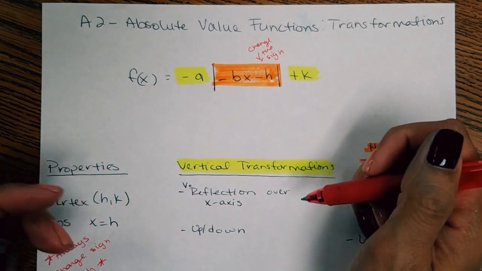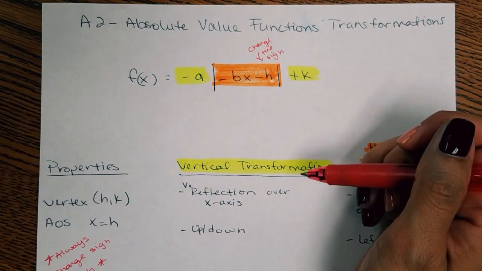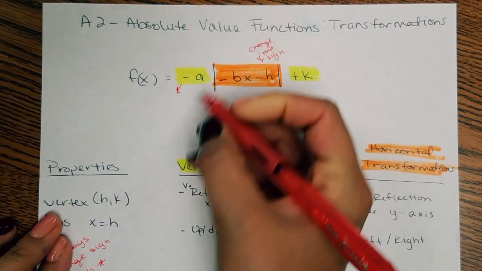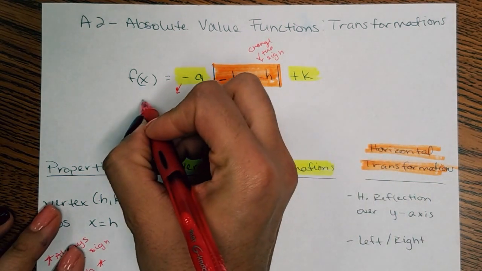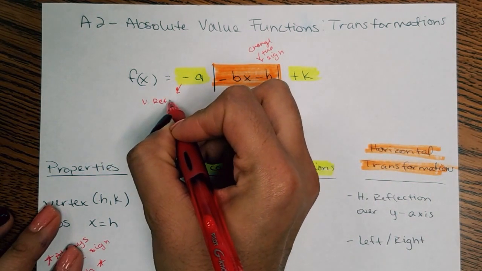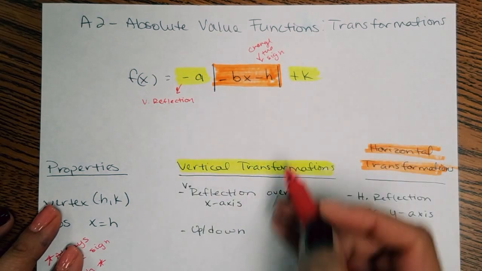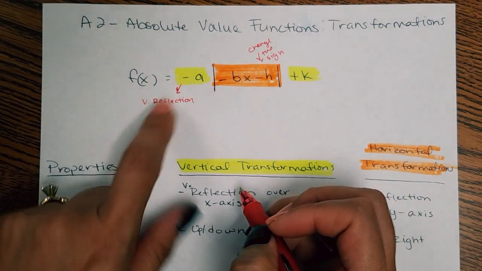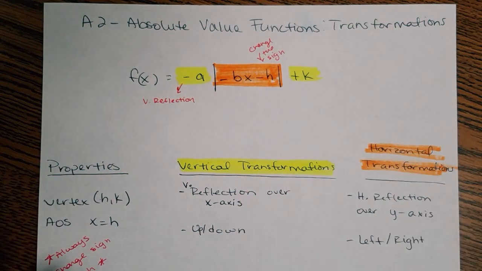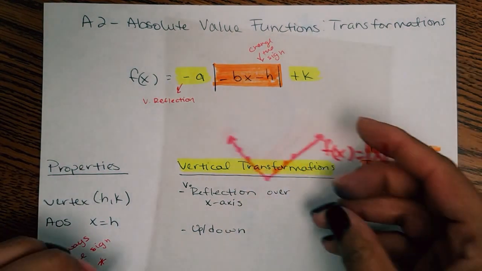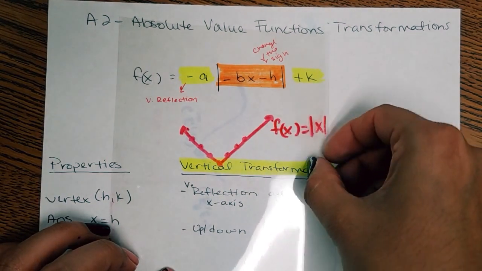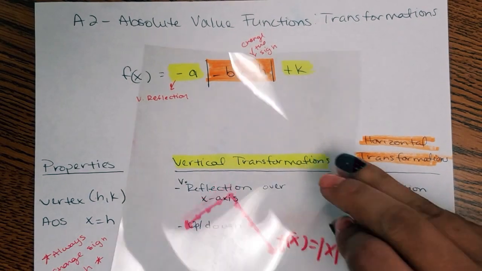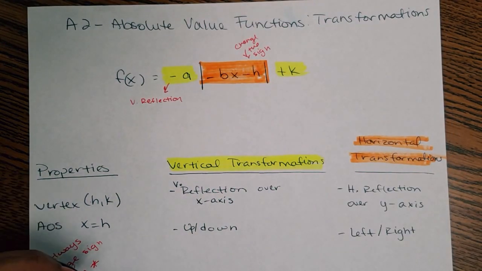Okay, so let's go over our vertical transformations. We have the negative sign, which you're not always going to see there, but if you have a negative sign on the outside, it's going to be a vertical reflection over the x-axis. So that negative sign that you see here, that's your vertical reflection over the x-axis. What that means is if you have a graph of a function, a reflection over the x-axis, which is here, would flip it over this way. So that's what a vertical transformation would look like.